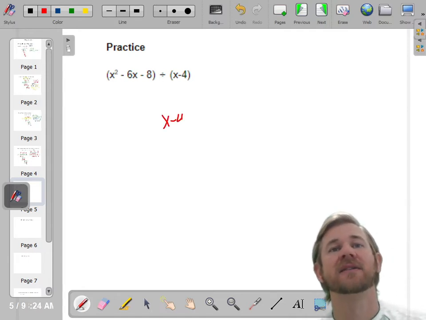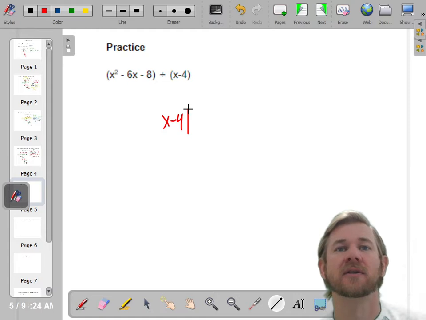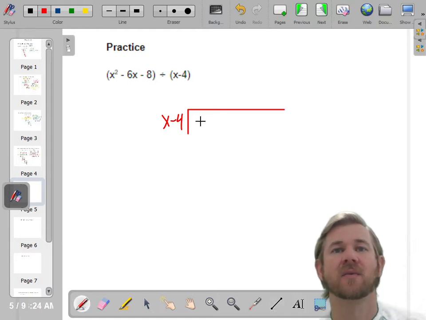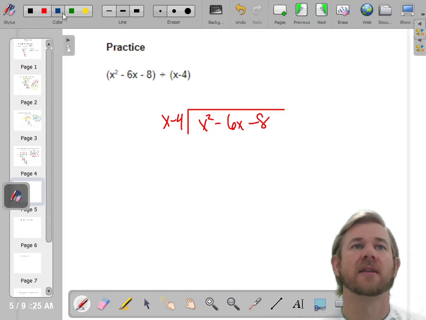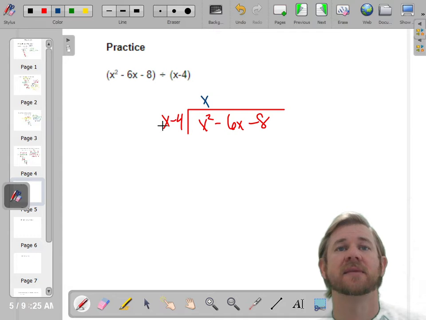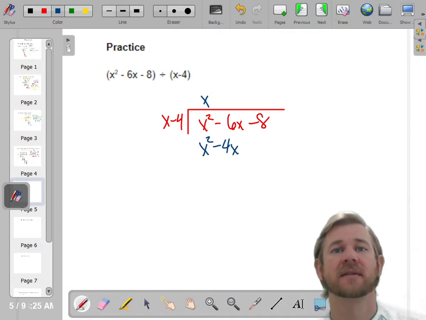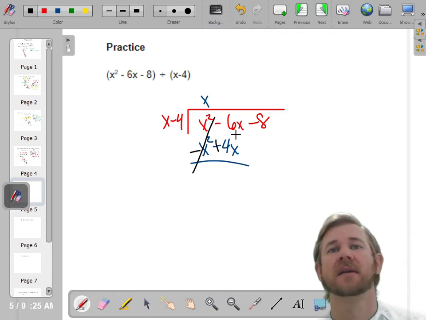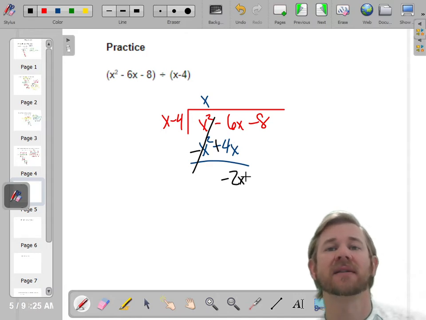I have x minus 4, and I'm going to use my dividend as x squared minus 6x minus 8. So I'll go a little quicker here on the back. x times x is x squared. Distribute x squared minus 4x. Flip your signs. Minus plus 6. Negative 6 plus 4 is negative 2x.